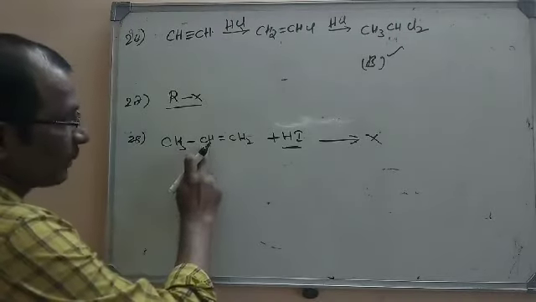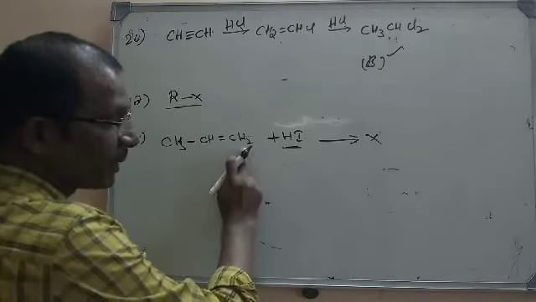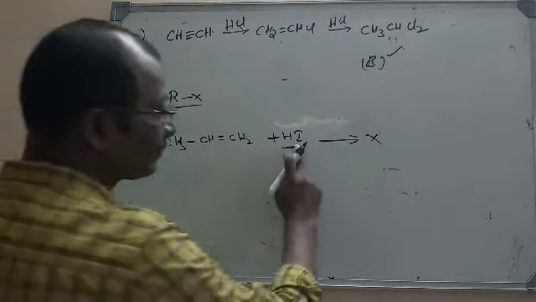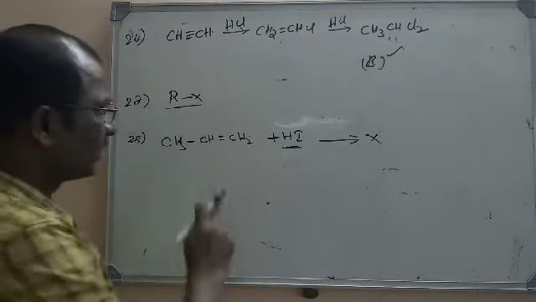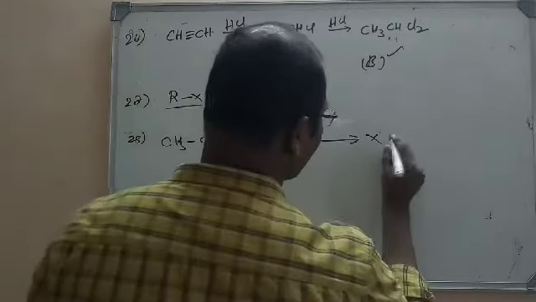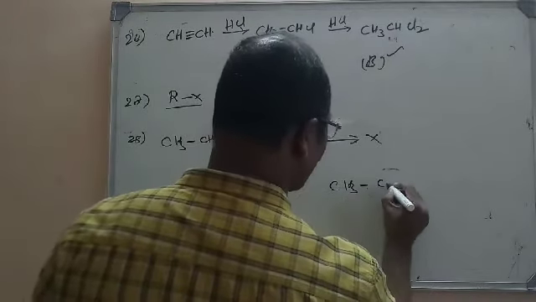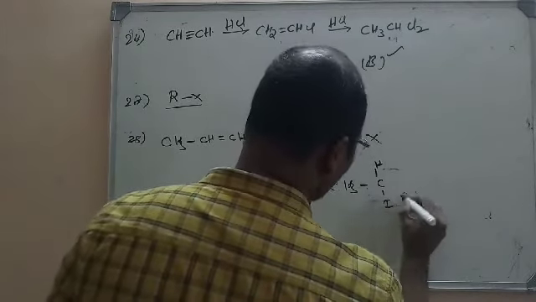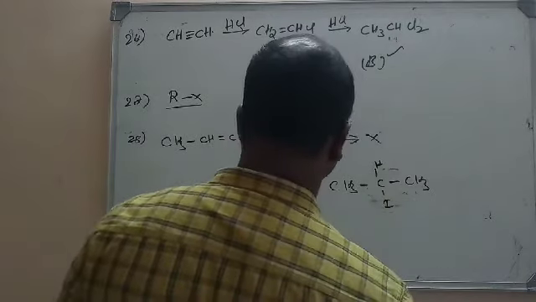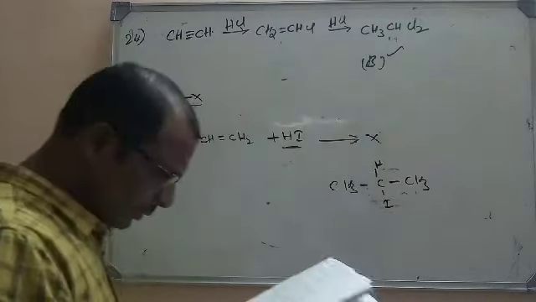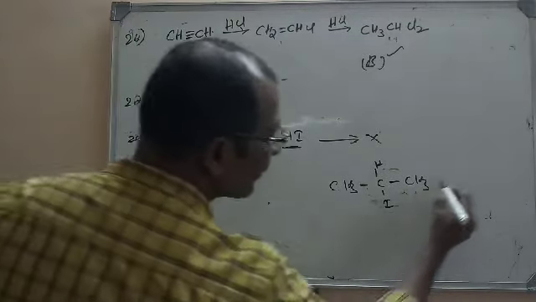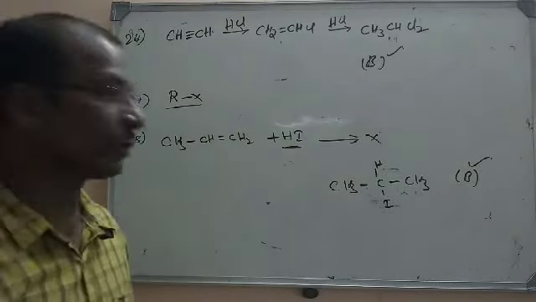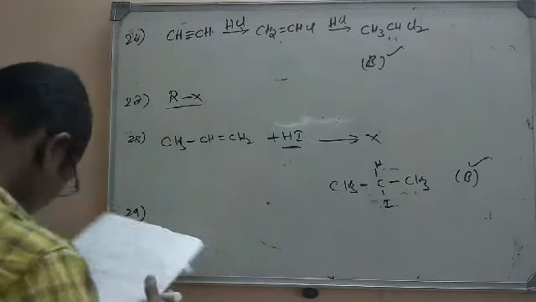According to Markovnikov rule, the negative part of the reagent will be added to the carbon with less number of hydrogens. Here this carbon has one hydrogen. Here this double bonded carbon has two hydrogens. According to Markovnikov rule, we add the negative part of the reagent to the double bonded carbon with less number of hydrogens. That is here. What is X here? CH3, CHI, CH3. So it is nothing but 2-iodopropane. So the right option is B. In the second option we have 2-iodopropane. It is according to Markovnikov rule. So let us move to the next question.